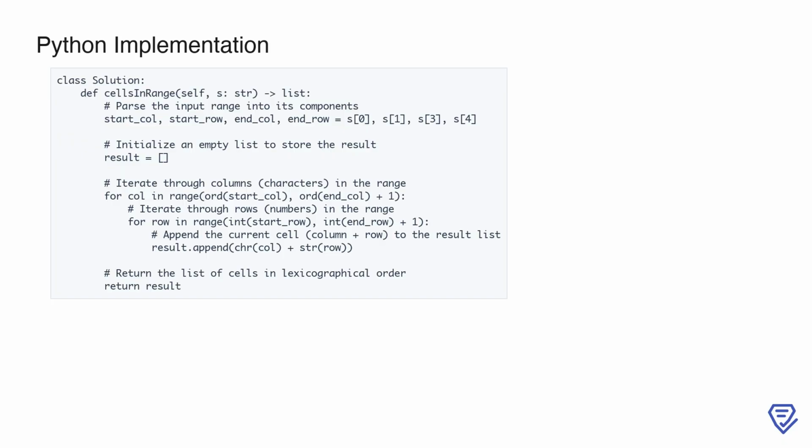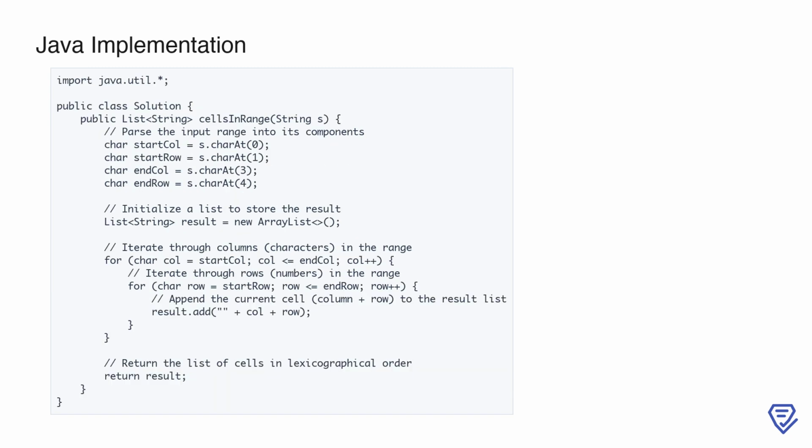Finally, after all iterations are complete, the result list contains all the cell references in lexicographical order, and it is returned as the output. The solution ensures correctness by iterating in row-major order, columns first, then rows. This implementation is efficient, as it directly constructs the cell references using straightforward loops without additional sorting steps. The time complexity is proportional to the number of cells in the range, making it well suited for the problem's constraints. This is the Java implementation of the cells in a range on an Excel sheet problem.